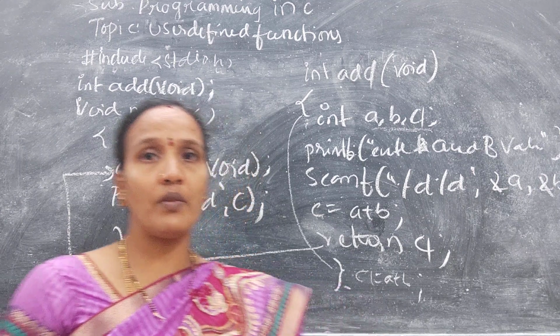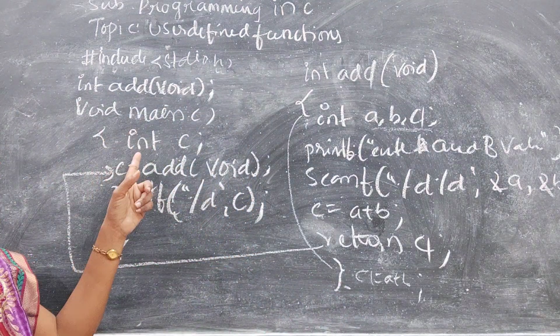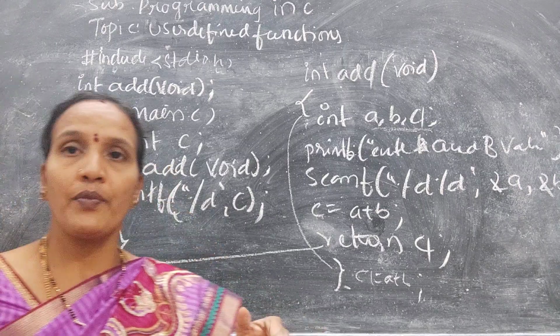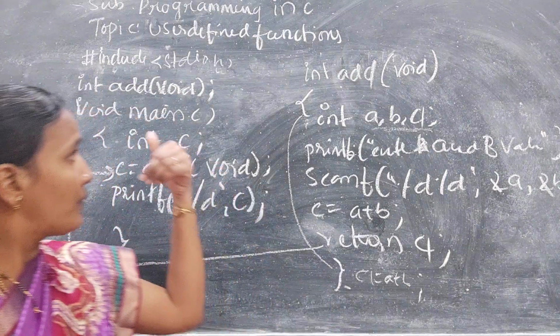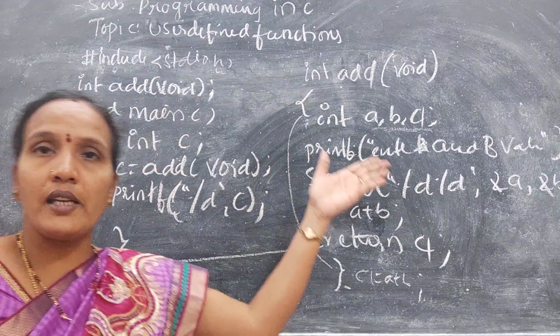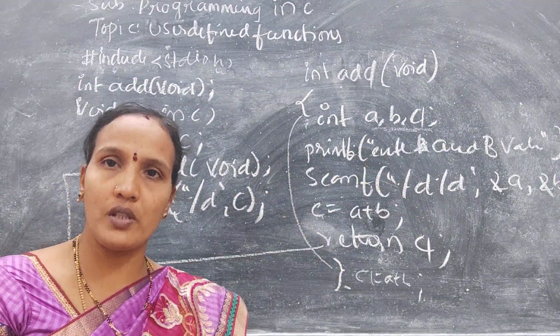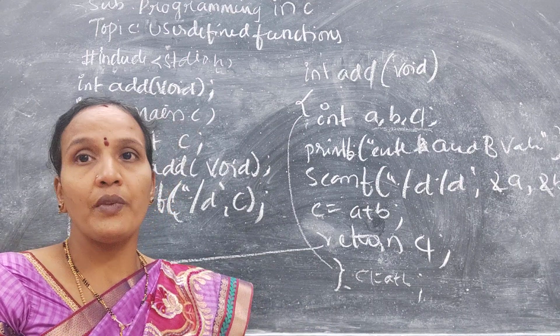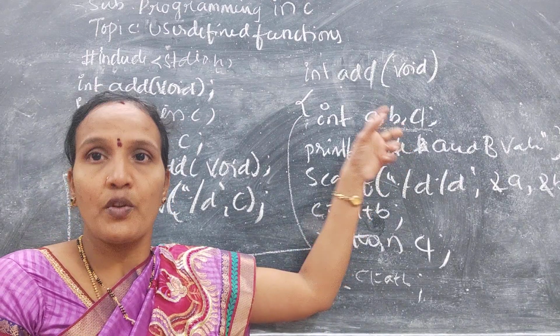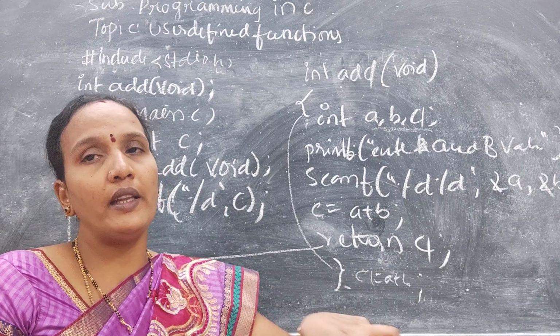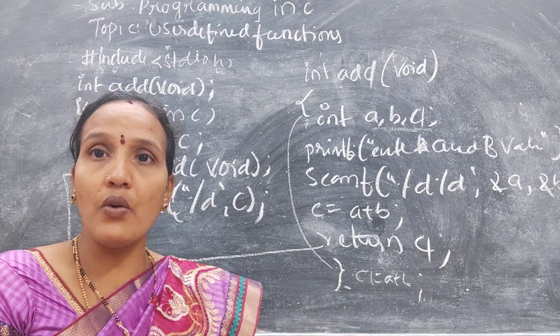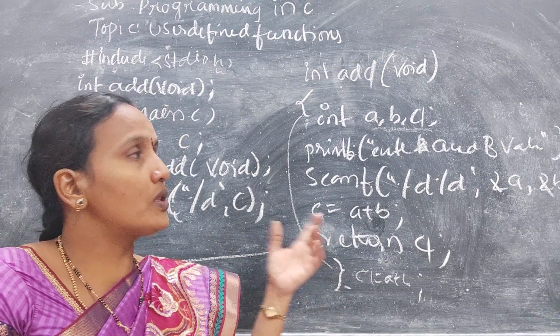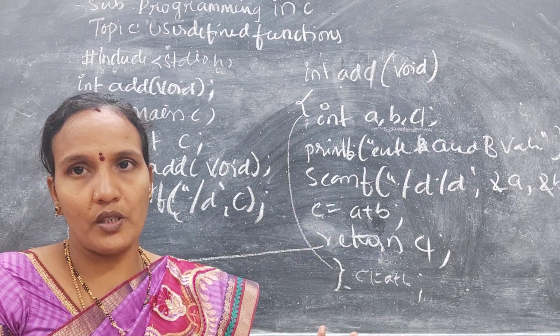Whereas whatever variables you have declared globally, that variable you can use inside the main function, inside the user defined function, wherever you want. That is a global scope. But if you have a variable inside the user defined function, you are supposed to use it in that function only. Outside the function, it is not possible.